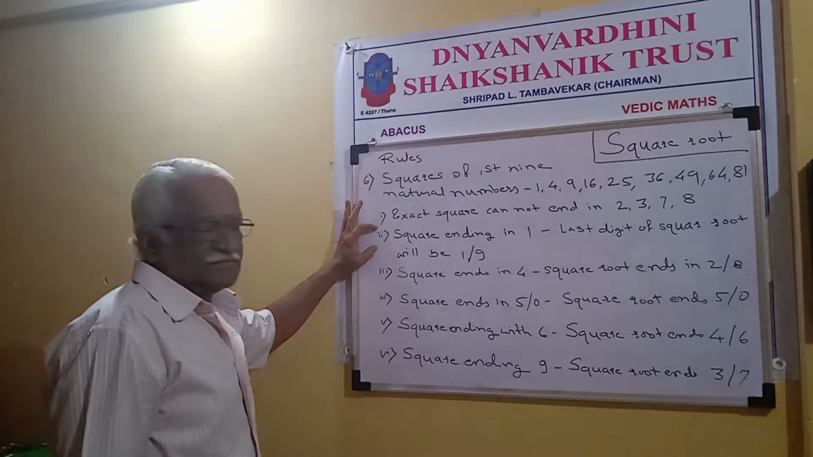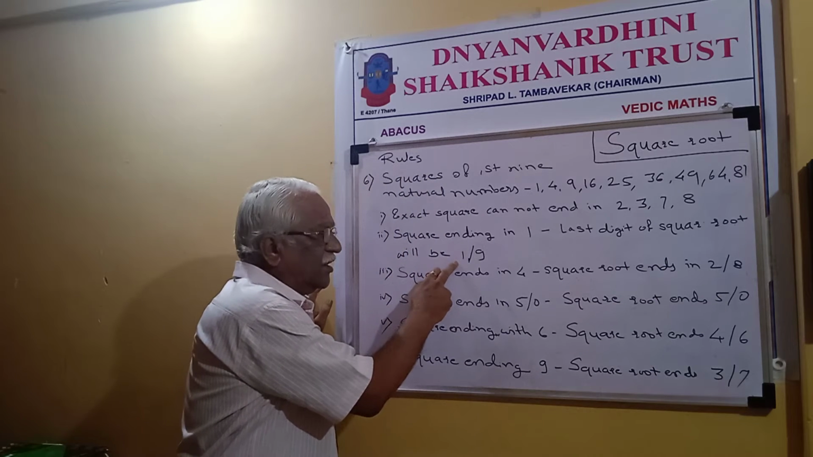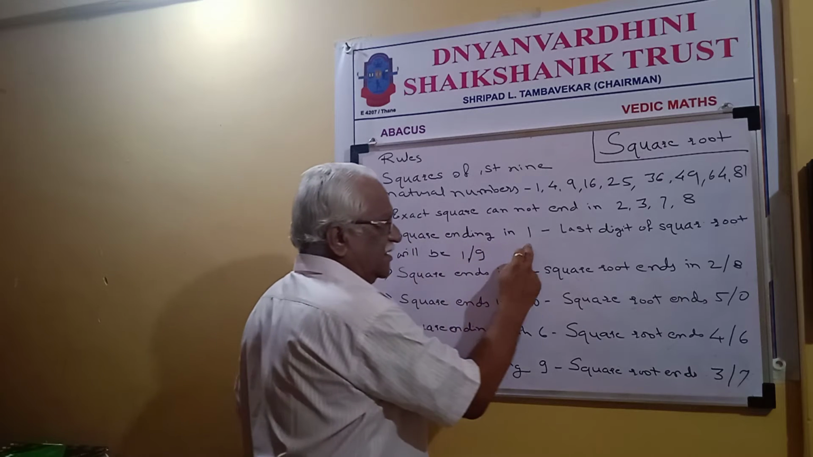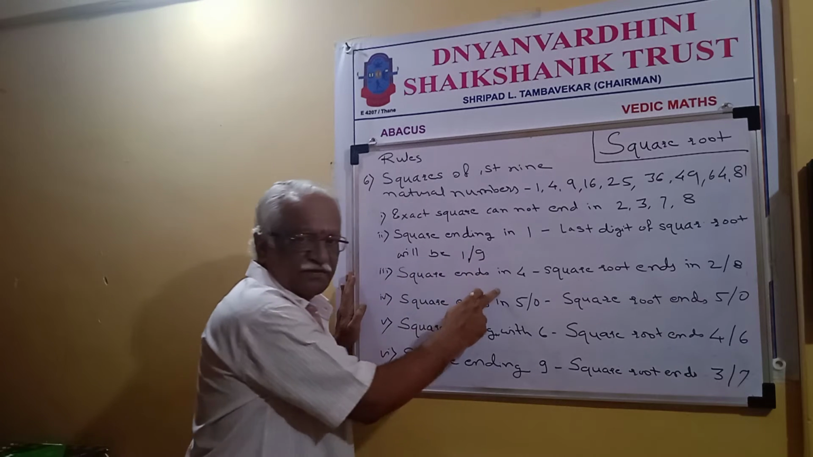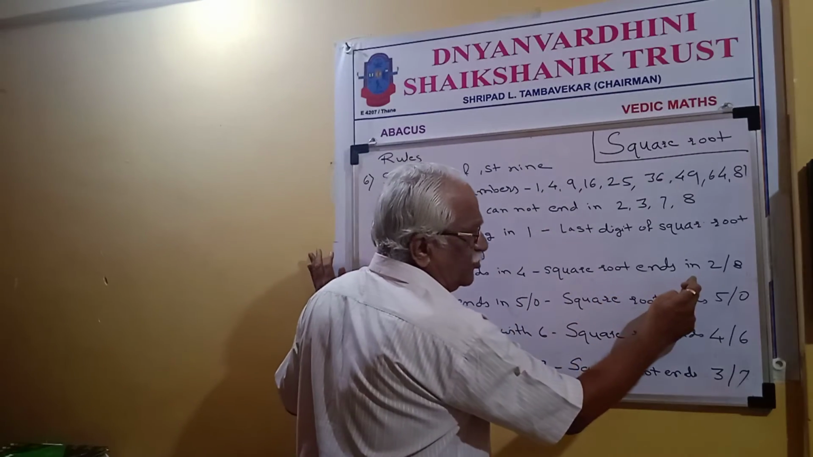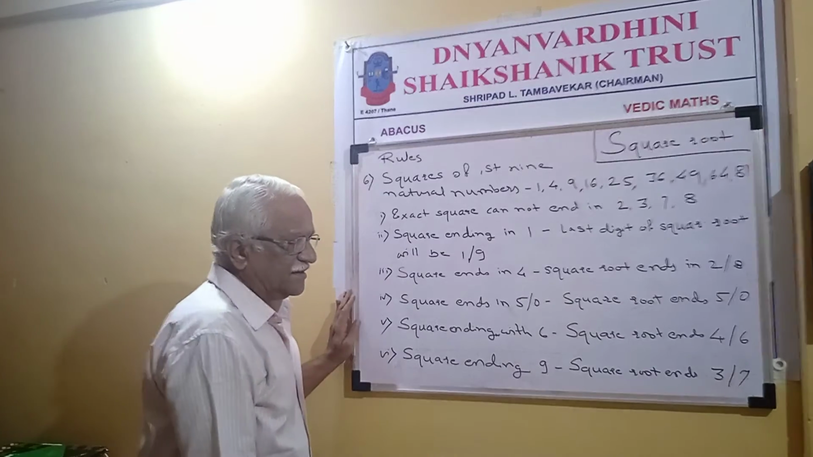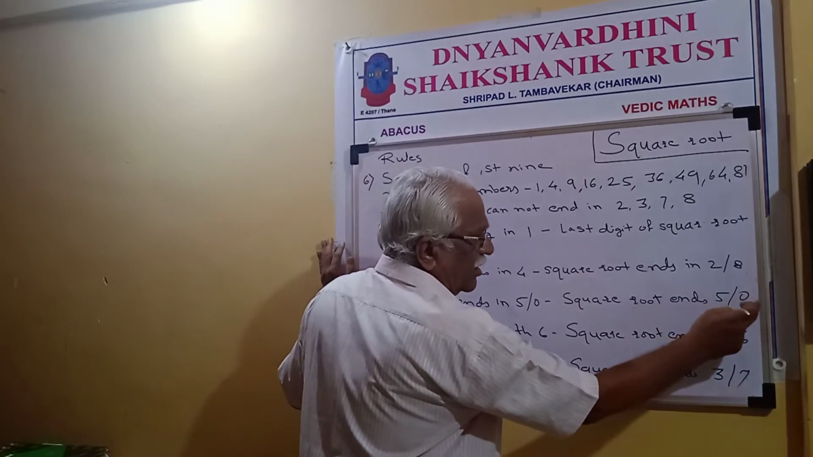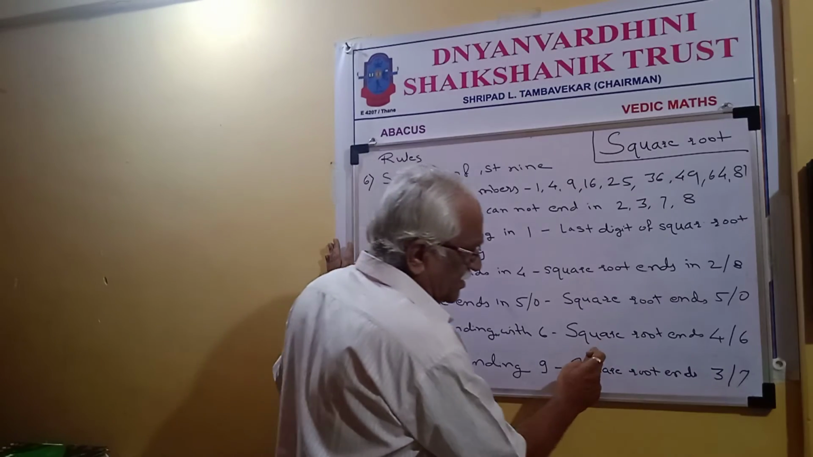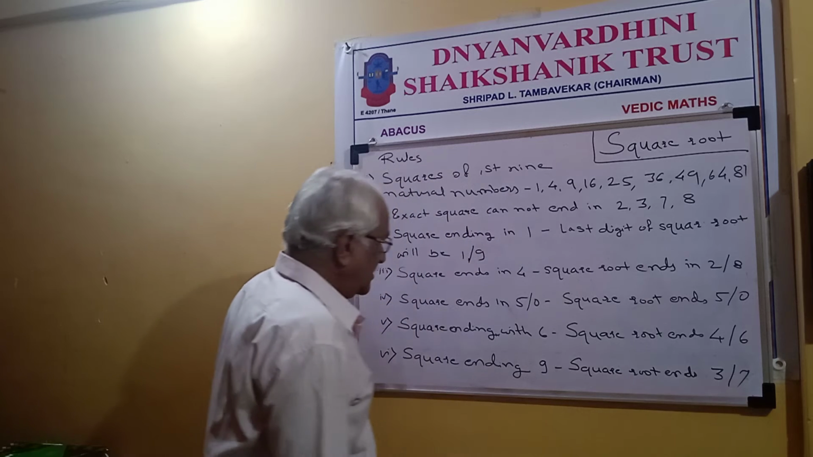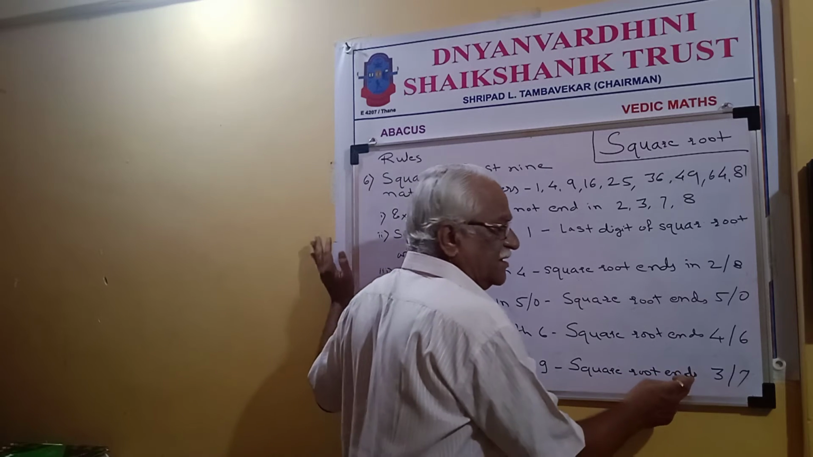If the square is ending in 1, the last digit of the square root will be 1 or 9. If the square ends in 4, the square root ends in 2 or 8. If the square ends in 5 or 0, the square root ends with 5 or 0 respectively. The square ending with 6, the square root ends with 4 or 6. Like that, square ending with 9, the square root ends with 3 or 7.